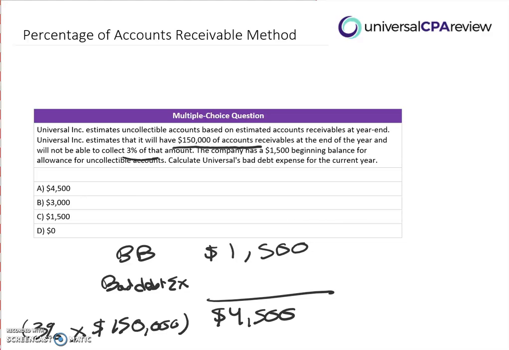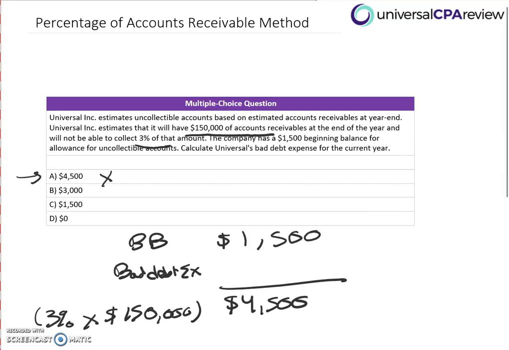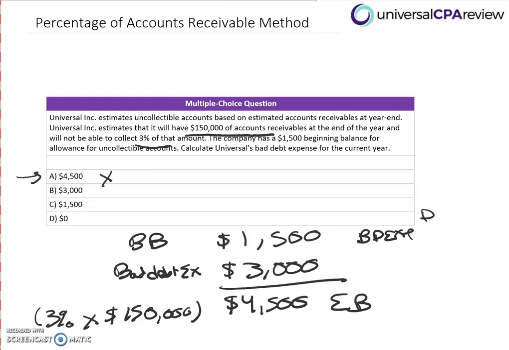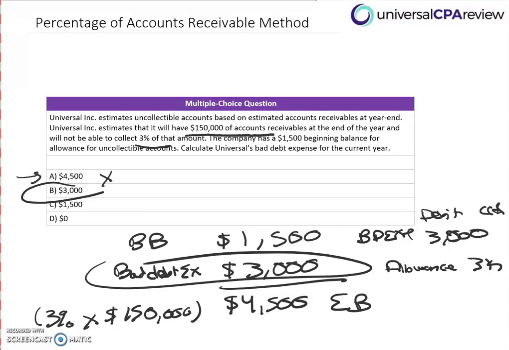So you might be tempted to go with answer A. However, that would be wrong, because in order to calculate the bad debt expense, we need to first determine our ending balance and then be able to work backwards into our bad debt expense. So this is the amount that would be recorded as our bad debt expense. This would be debited, right? And this would be 3,000. And we would credit our allowance. So the other 3K, and that would be our credit. So $3,000, therefore, is going to be our bad debt expense. Answer B is correct.